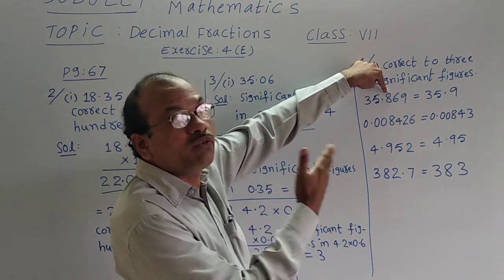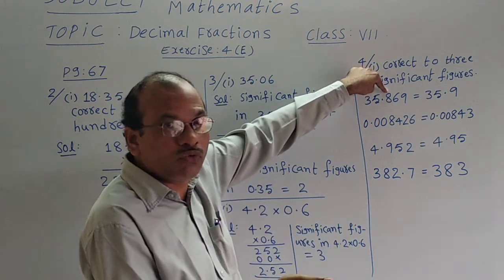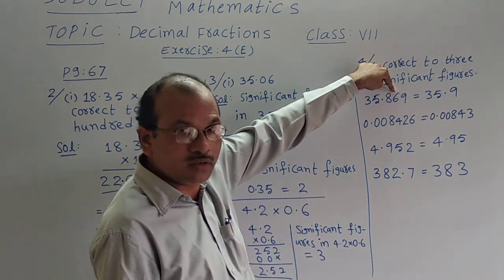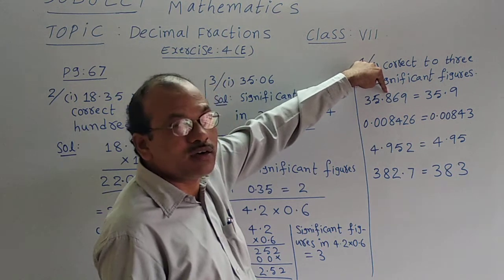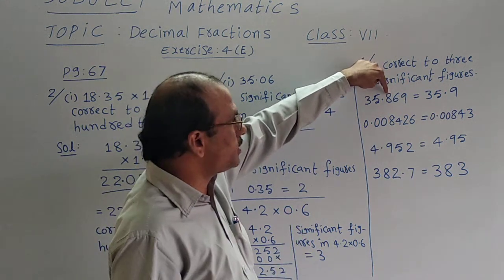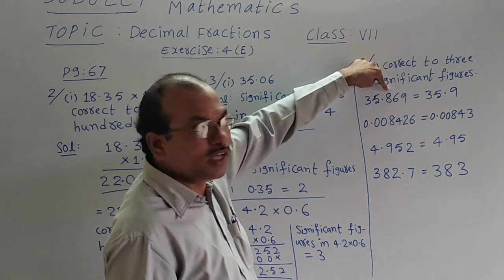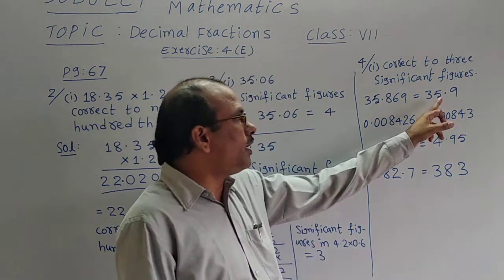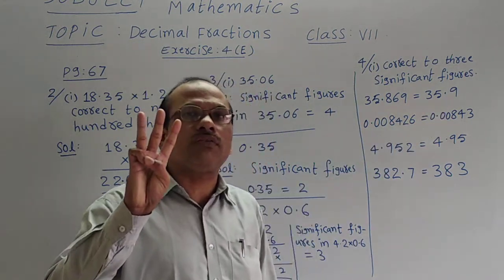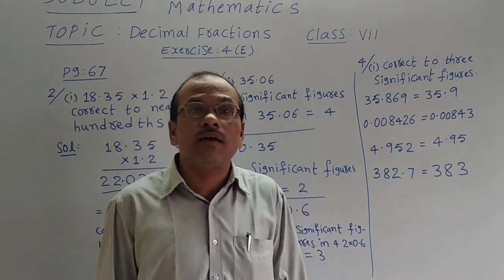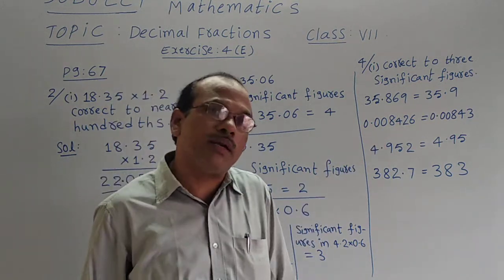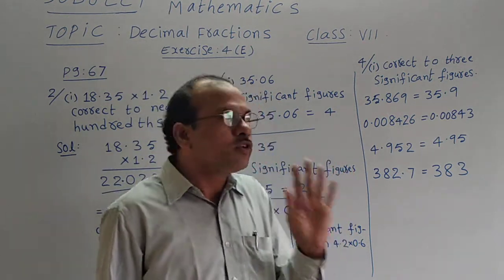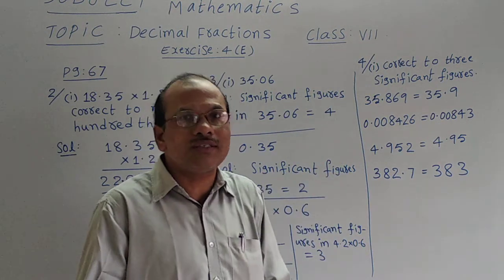When the 4th digit is either equal to 5 or more than 5, whenever we want to remove that, then we should give 1 to the previous digit. So 8 receives 1 from that, then 8 becomes 9. That is only 35.9. Then in the answer we have 3 significant figures, because we have corrected the given decimal number. Only 3 significant figures they are asking. So that is the method through which we can do it. Is it clear for you?